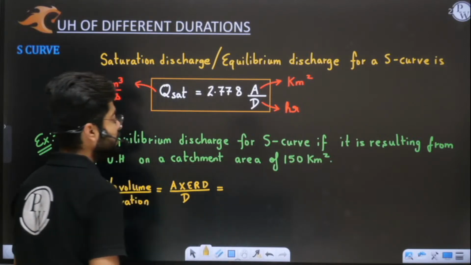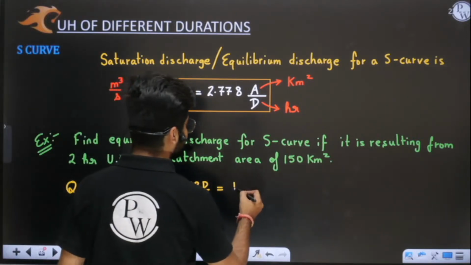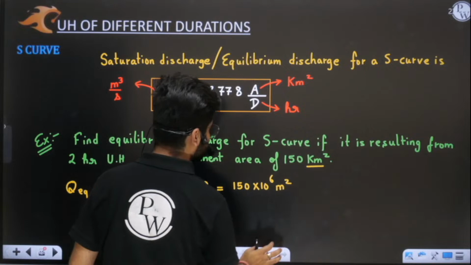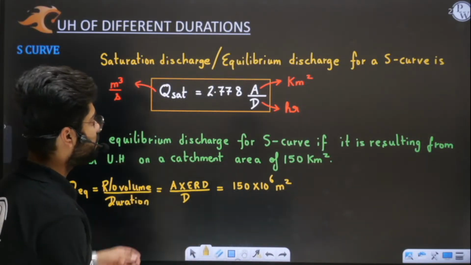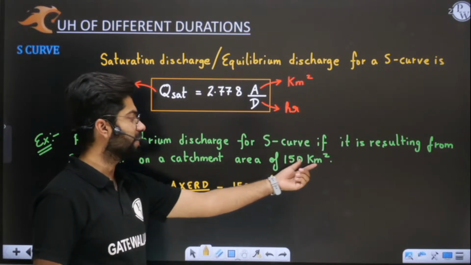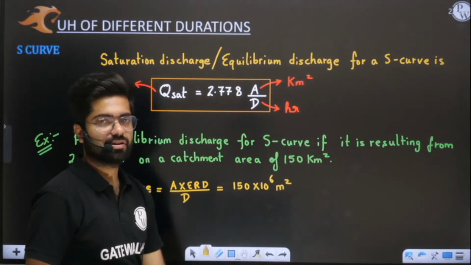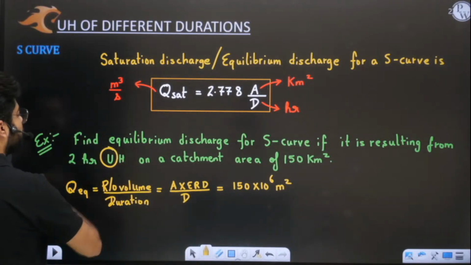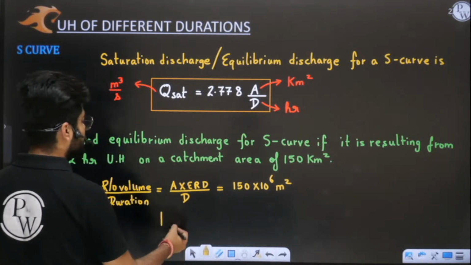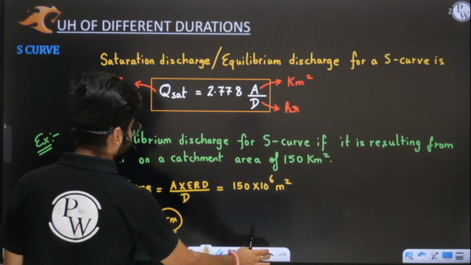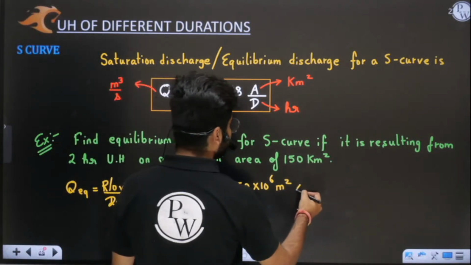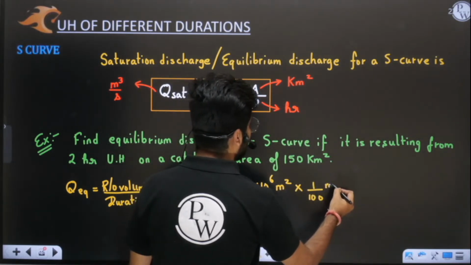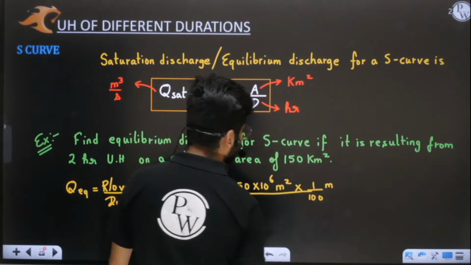Now area is given to me in kilometer square, so I will write the value of area. Area is 150 into 10 power 6 meter square. You have simply converted kilometer square into meter square; 1 kilometer square is 10 power 6 meter square. Yes or no? Effective rainfall depth is how much? Sir, it is a unit hydrograph, so the effective rainfall depth will be 1 centimeter. I will divide it by 100.